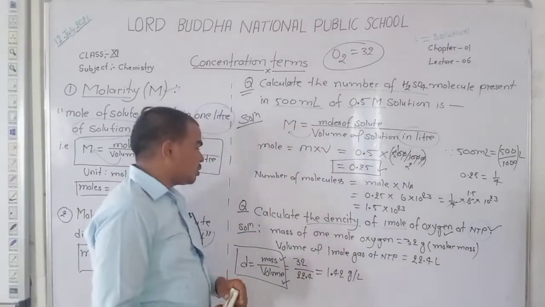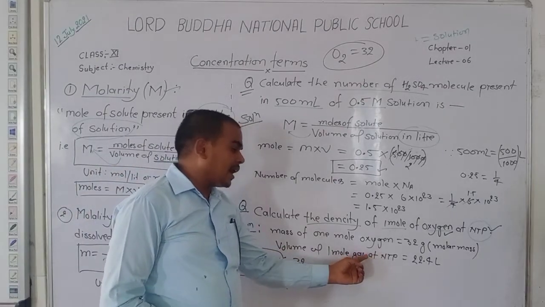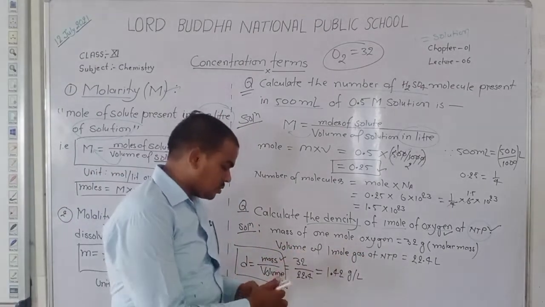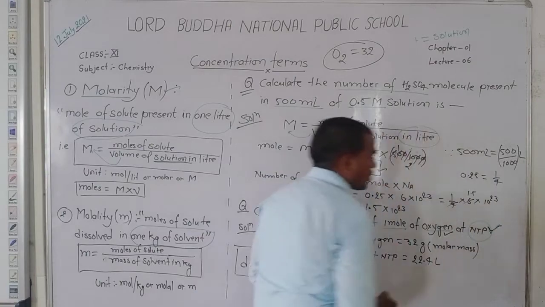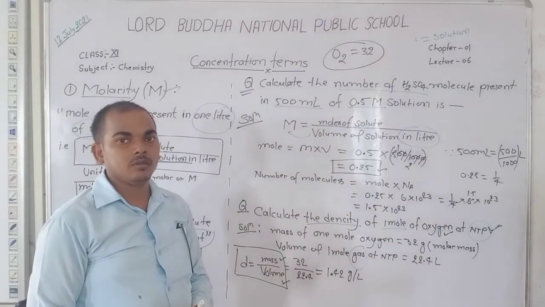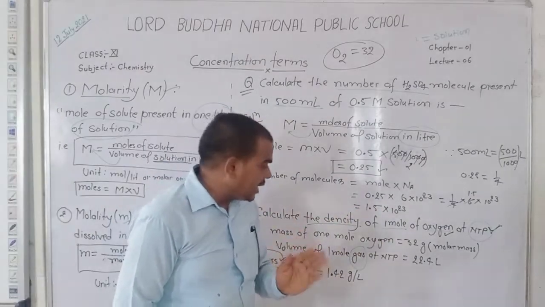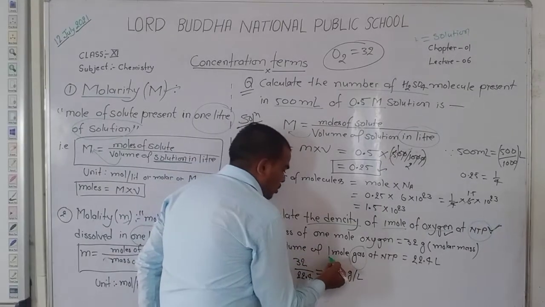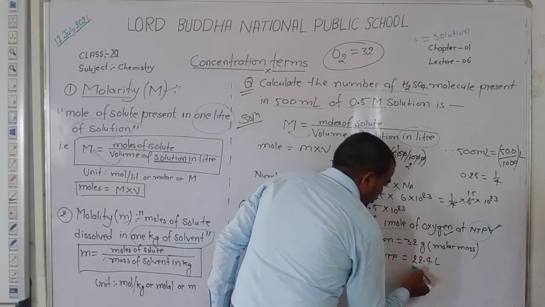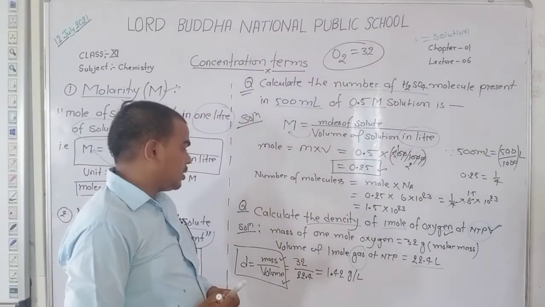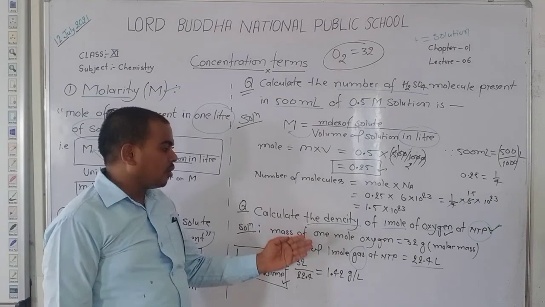Okay, so next find the volume. Volume of 1 mole of gas, because here we use gas, since at NTP, normal temperature and pressure, oxygen is a gas. For any gas, 1 mole of gas has a volume of 22.4 liters. Okay, so we have the mass of oxygen and the volume of oxygen.